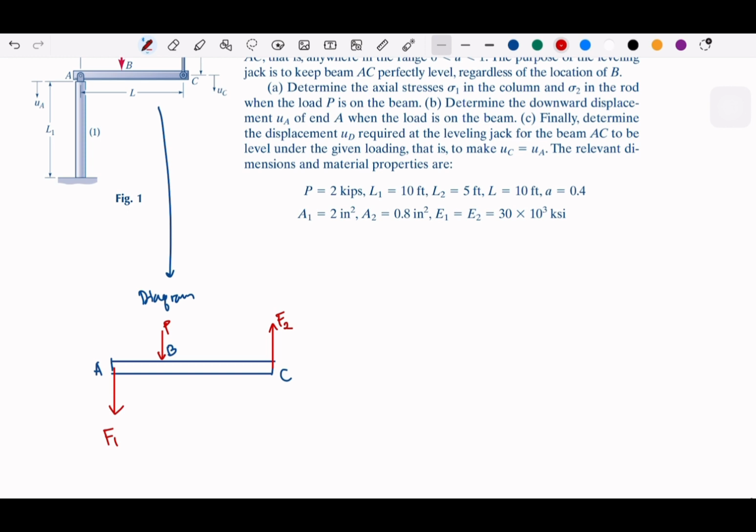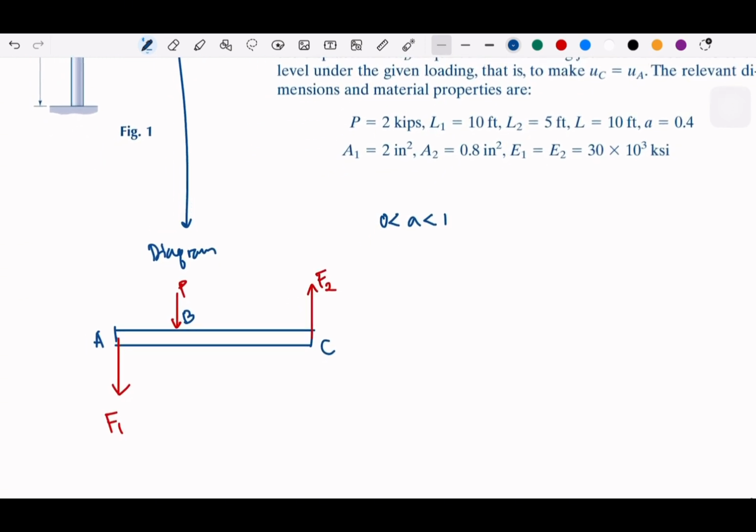And since we have the range, A is in between 0 and 1, which means if the whole total length is L, then the fractions AB and BC will be based on the 0 to 1 or A, and also L. So let me write here: this will be AL, and this will be L(1 minus A).